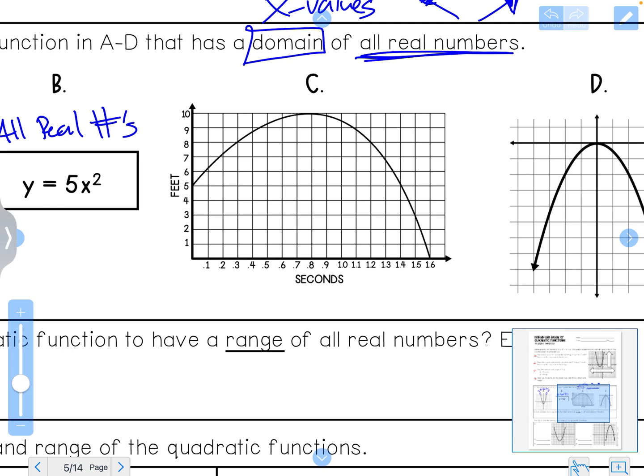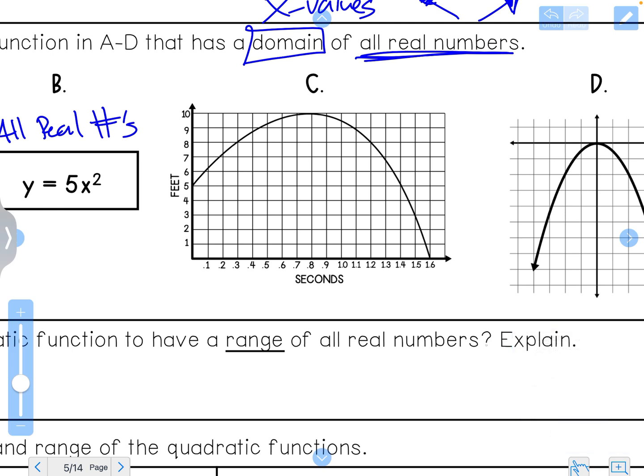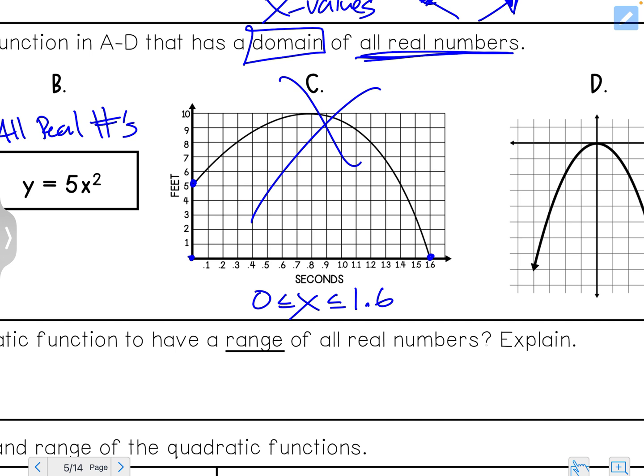So if we look at this graph here, I do not have an arrow, and if I do not have an arrow, that means I have a point. And so if I have points, my domain cannot be all real numbers. The furthest to the left is 0, so 0 is less than or equal to x, and then the furthest to the right that it goes is 1.6. And so that would be my domain of that graph.